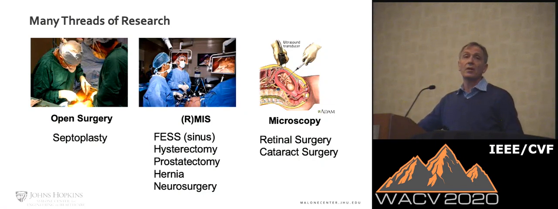We do a lot of work under a microscope. Stereo microscope is a great way to record video and understand what the surgeon is doing. So retinal surgery and cataract surgery, we've done work in extensively. You'll see some cataract surgery. And then septoplasty is our first open procedure where there's actually not an endoscope involved at all. The surgeon is working directly. And so I'll tell you a little bit about all of these as we go through the talk.